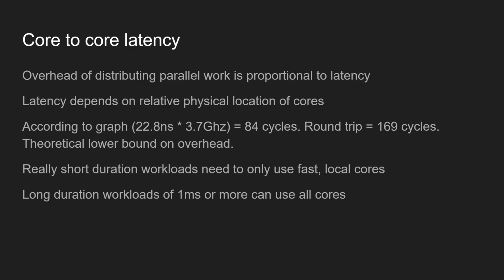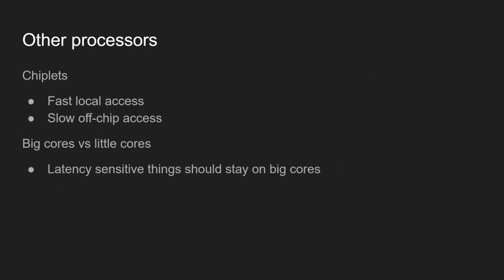and we'll see if we can achieve it. Another key takeaway that we can get from this graph is that really short duration workloads, in order to have a low enough overhead, need to use fast local cores. And then if we have longer duration workloads that are doing more work, then we can split that across cores that are over the entire chip, because they're not going to be as latency critical. So if we have something that takes, say, a millisecond or longer, we might as well use all of the cores. Of course, that's just my computer.